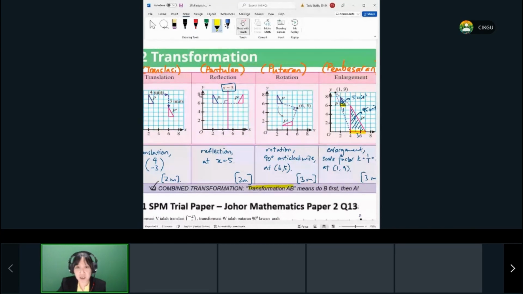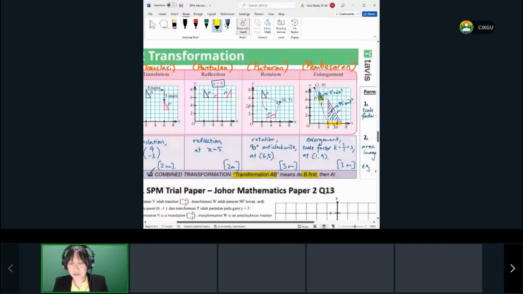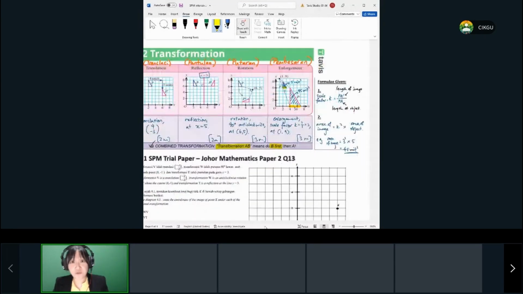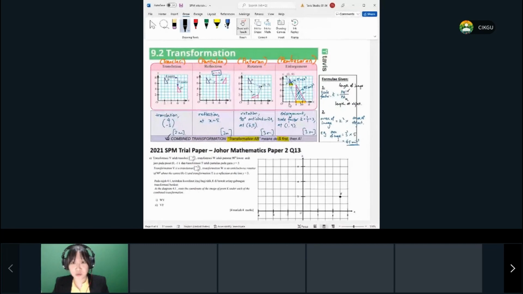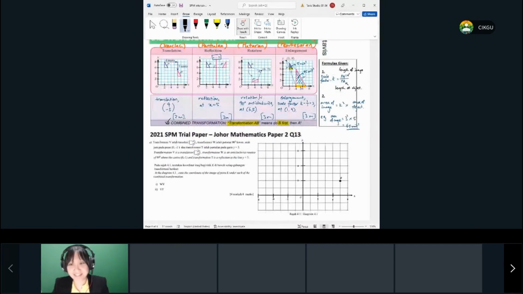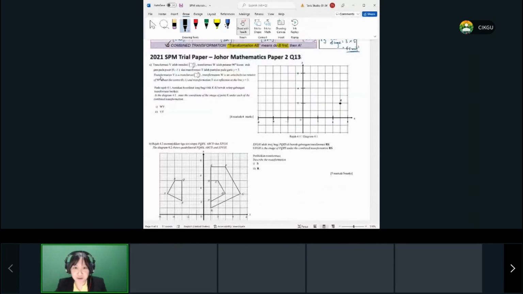Transformation AB means you do backwards. That means you do B first, and then only you do A. Okay, that's it only. So with this being said, let's try the question. That's it for transformation. These are the 4 you need to know. Okay, let's do the question together.